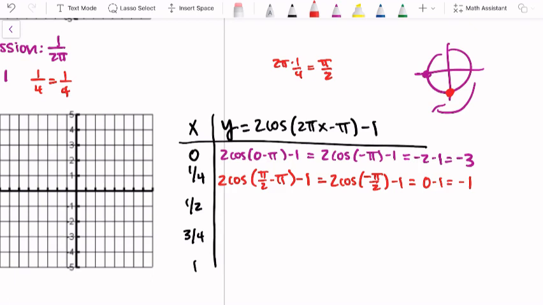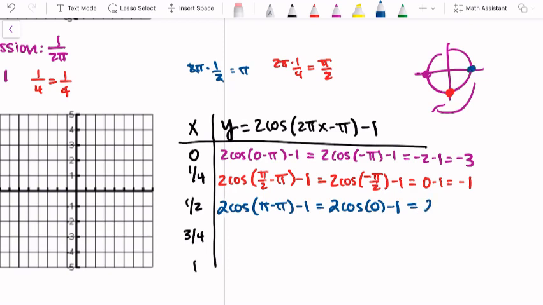Okay, plug in 1/2. Switch colors. So I'm going to have 2 cosine, 2 pi times 1/2, which just gives me pi. So I'm going to have pi minus pi. So that's 2 cosine, pi minus pi is 0, minus 1. Cosine of 0, here's 0. Cosine of 0 is 1, so 2 minus 1, which gives me 1.